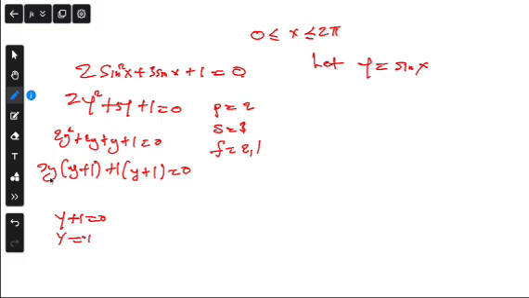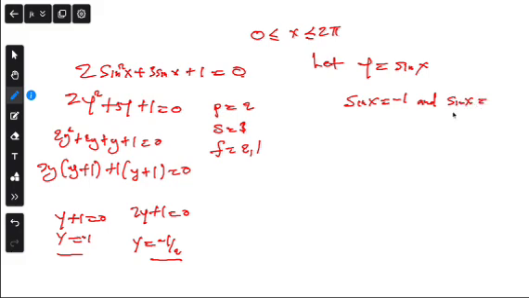Now let me find this one also. We have 2y plus 1, which is equal to 0. So y is going to be equal to -1 over 2. These are the values which I have. So in an exam, when you find it like this, you are not done. You need to take these values and insert them here because you're finding the value of x. So I'm going to start with the first one. We have sine x equal to the first one, -1, and sine x equal to the second one, -1 over 2.